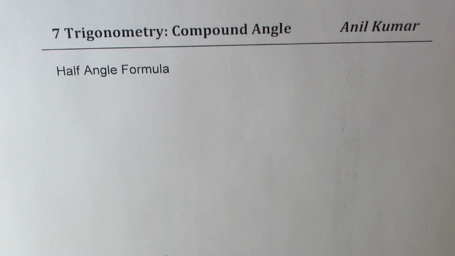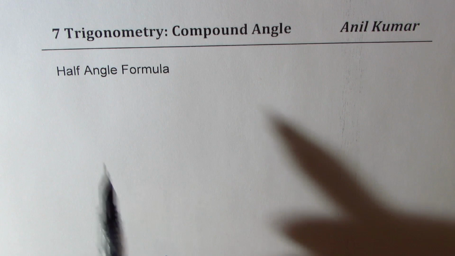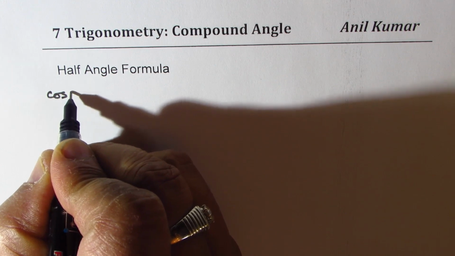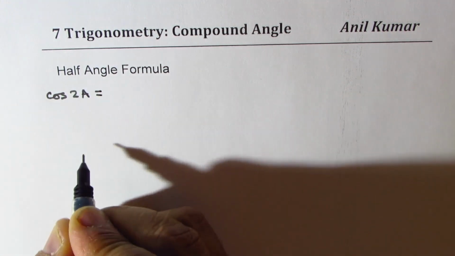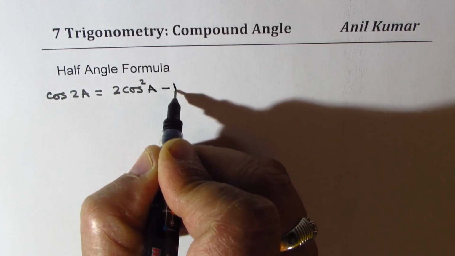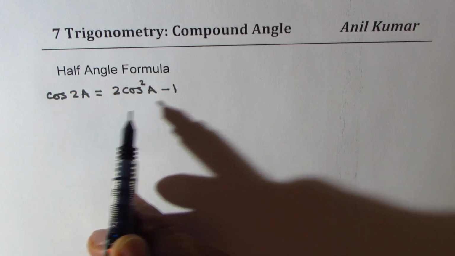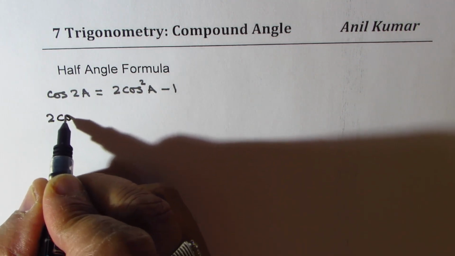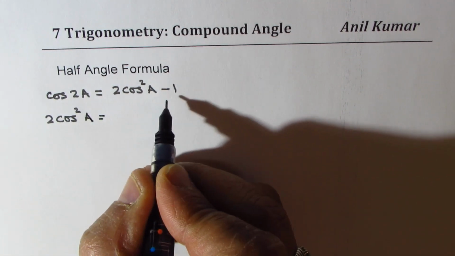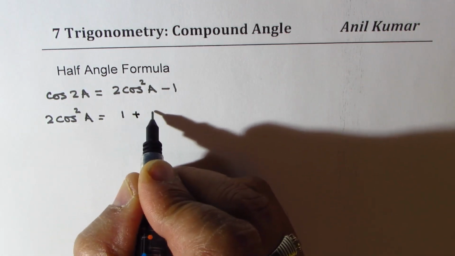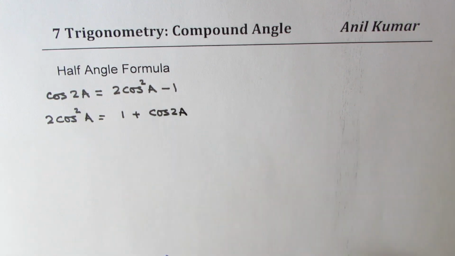We are almost at the end of our derivation for the formulas which we began with. Now let's look into half angle formulas. You got an idea. We know now that cos 2a is basically equal to 2 cos square a minus 1. Now this formula can be rearranged and we can get half angle formula, correct? So if I rearrange, I get 2 cos square a is equal to, bringing 1 to the other side, 1 plus cos 2a, correct?